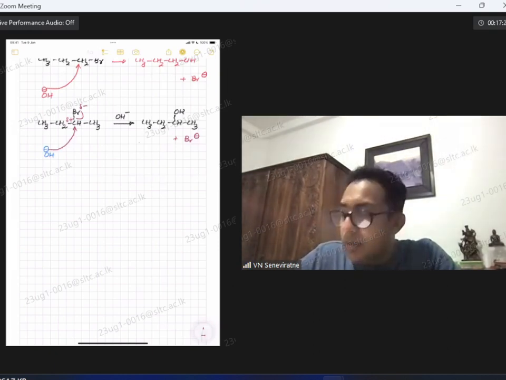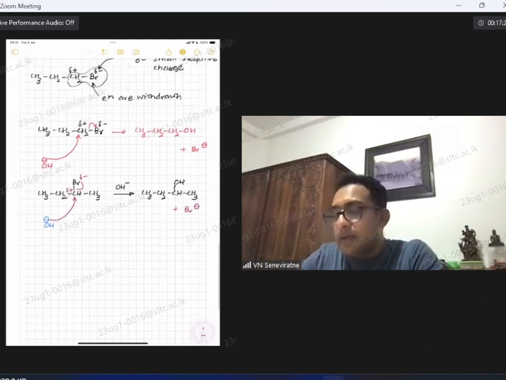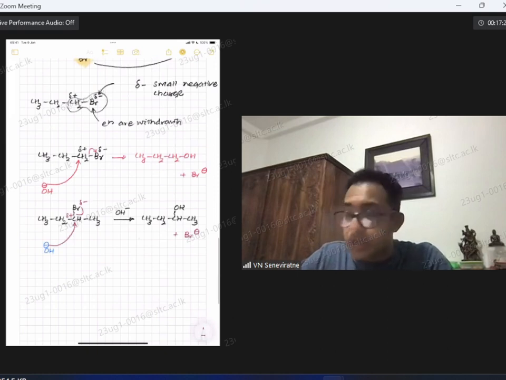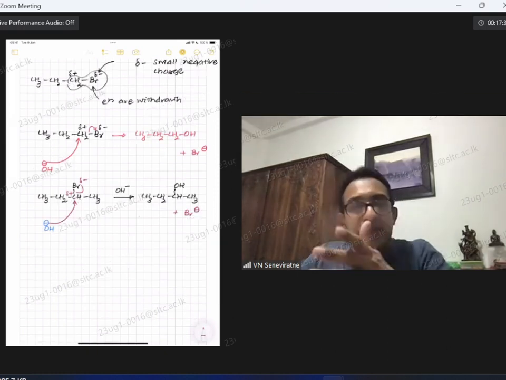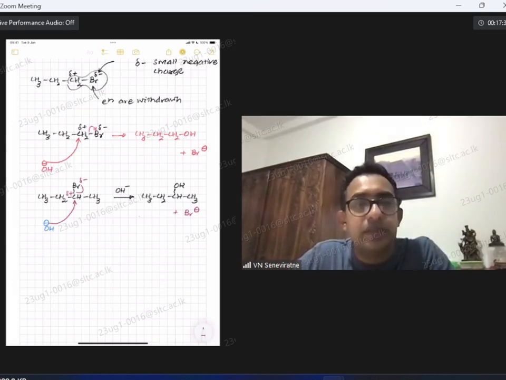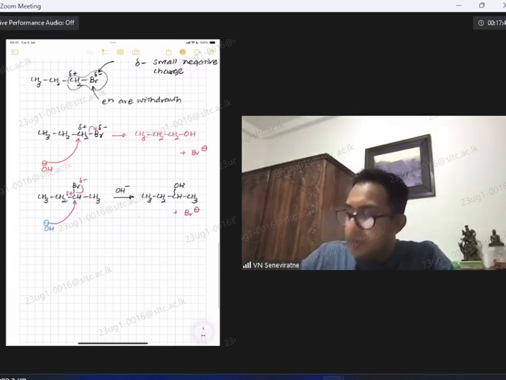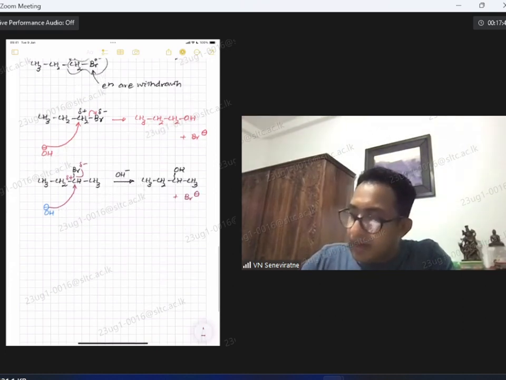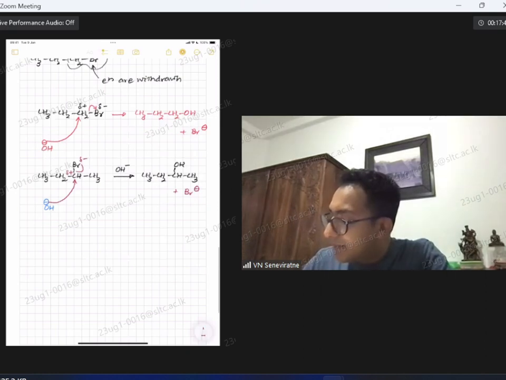Is it clear? Everybody understood that. So that's called a substitution reaction. These are mainly called nucleophilic substitution reactions. But at least I want you to recognize that it is a substitution that is taking place, like the Br is replaced with OH. That is what is called a substitution.